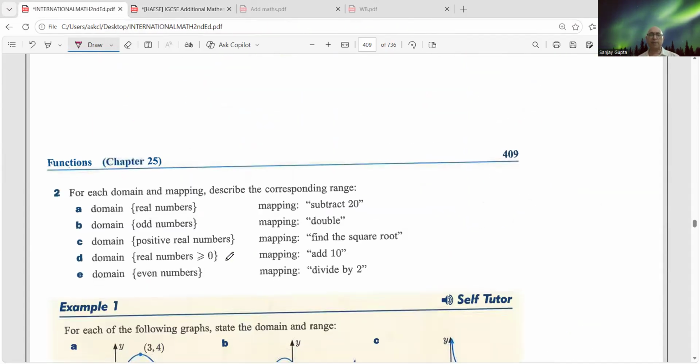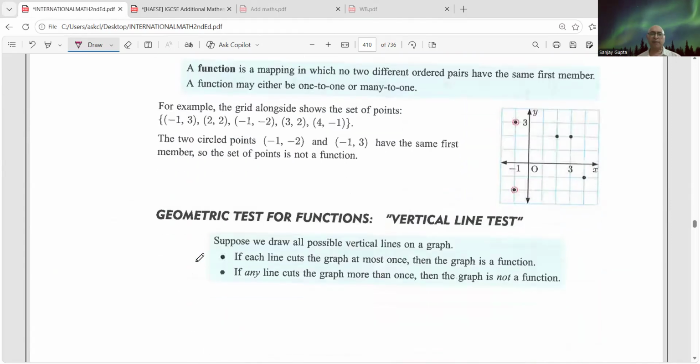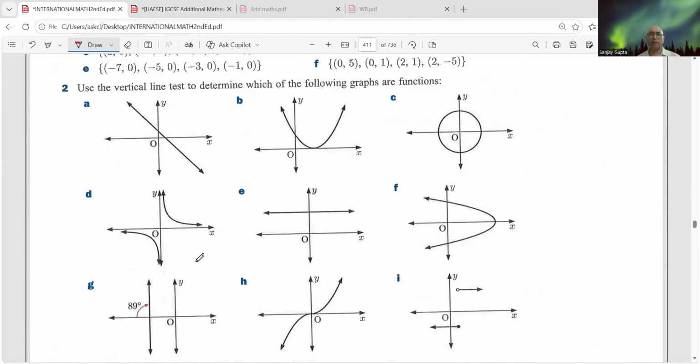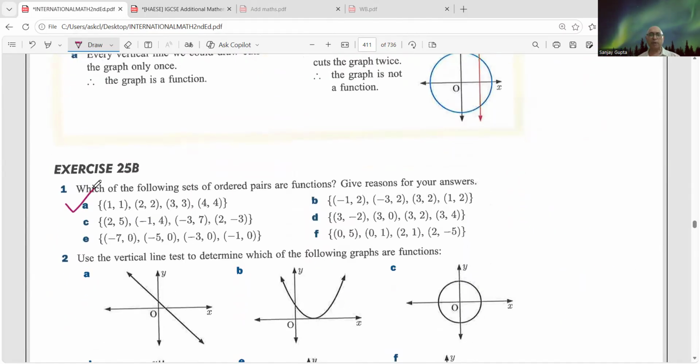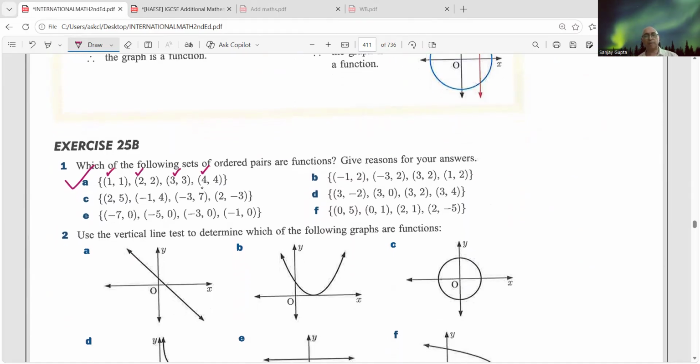So let's take some examples to make it more clear. Let's say we have some ordered pairs and we try to find which are functions. In the first one, if you look at just the first values, 1, 2, 3, 4, the x values are all different. So it is a function. Again, you look at -1, -3, 3, and 1. All x values are different. It's a function. In part C, we have 2 mapped to 5 and again 2 mapped to -3. So two of the ordered pairs have the same x value, not a function.